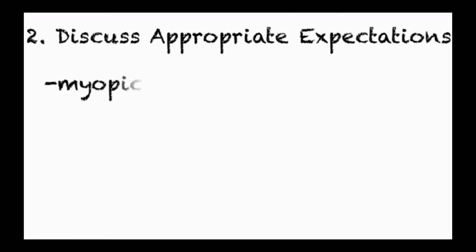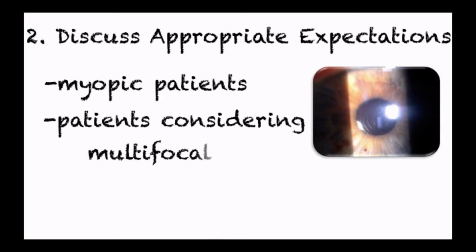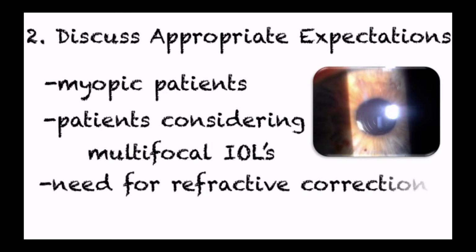The next thing to consider is an appropriate discussion of expectations after the procedure. For myopes, make sure to demonstrate the effects of full distance correction after the procedure because many have become accustomed to being able to remove their glasses to see up close. Although full distance correction oftentimes seems reasonable, sometimes it's disadvantageous for the low to moderate myope.